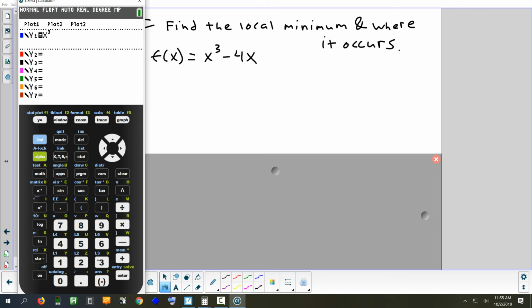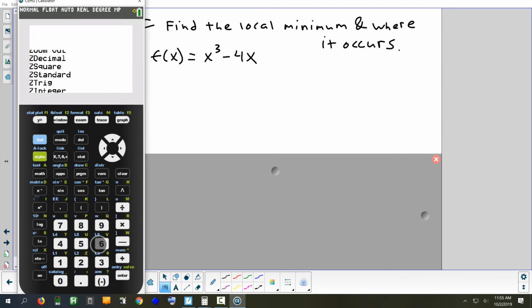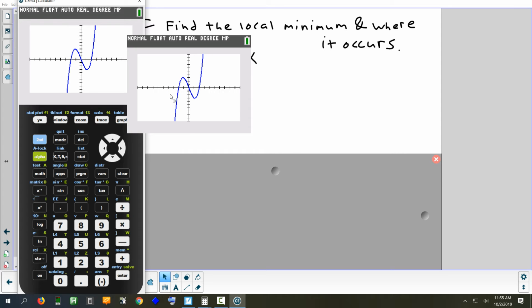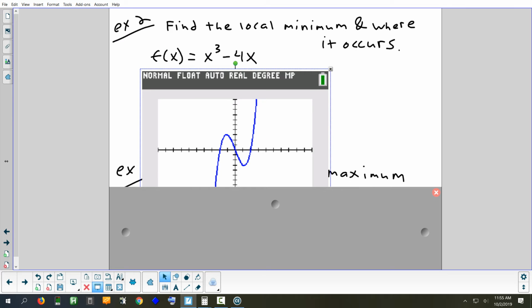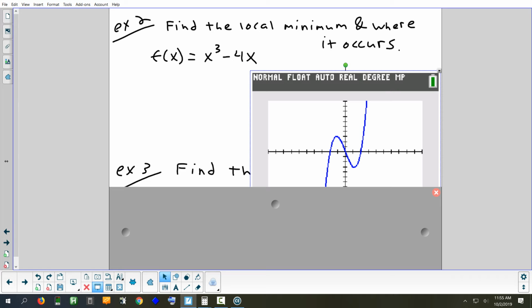But it's x cubed minus 4x. We'll start with zoom 6 and see how that works. Okay, so we have a minimum and a maximum. Which one is the minimum? The one on the left or the one on the right? Right. Yeah, so we're going to find this one. So they want to know 2 things. What the minimum is and where it occurs.